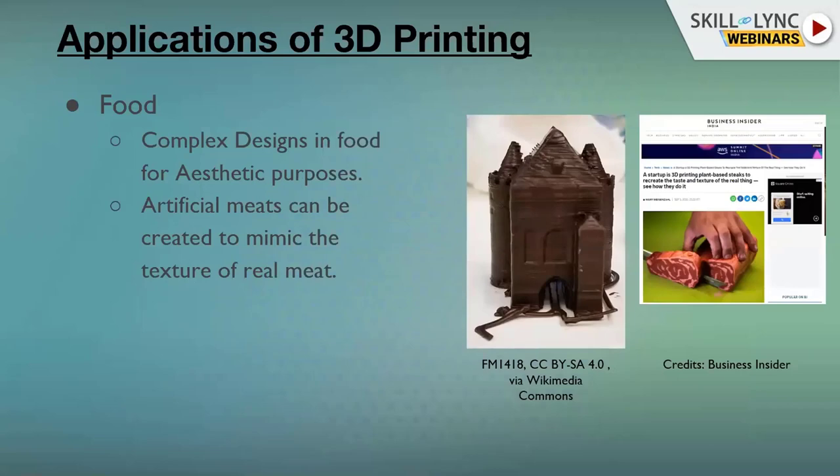This again is food. So the raw material used in a 3D printer would be any form of food. Most commonly, the ones I've seen are chocolate and sugar. They're used mostly for aesthetic purposes, not so much for eating, for decorations on cakes and stuff of that sort. Again, this is what I have seen, but if you look hard enough, there might be some more interesting applications that might have come out by now.